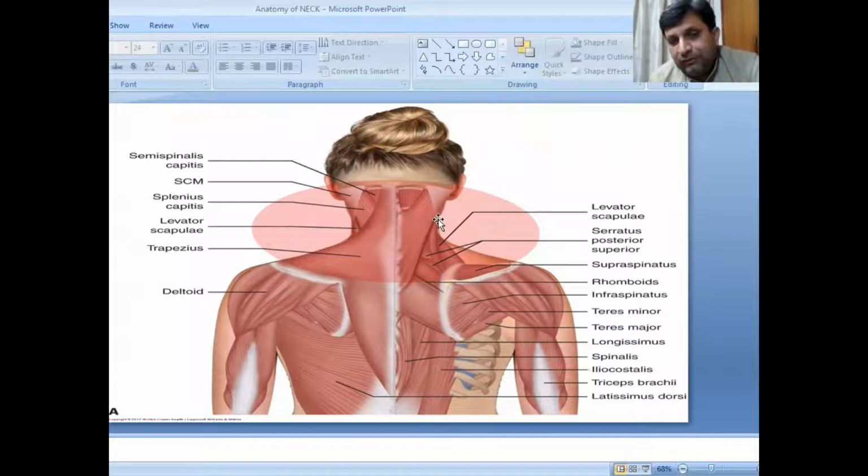And if we remove the trapezius muscle, underneath the trapezius muscle is the levator scapulae muscle, serratus posterior superior, and then the muscles attached to the scapula and the shoulder region, which include the supraspinatus, rhomboids major and minor, infraspinatus, teres minor, teres major, and then the muscles of the upper back, which include the spinalis, iliocostalis, triceps brachii, and latissimus dorsi muscles. This is the posterior view of the muscles of the neck and the upper back.